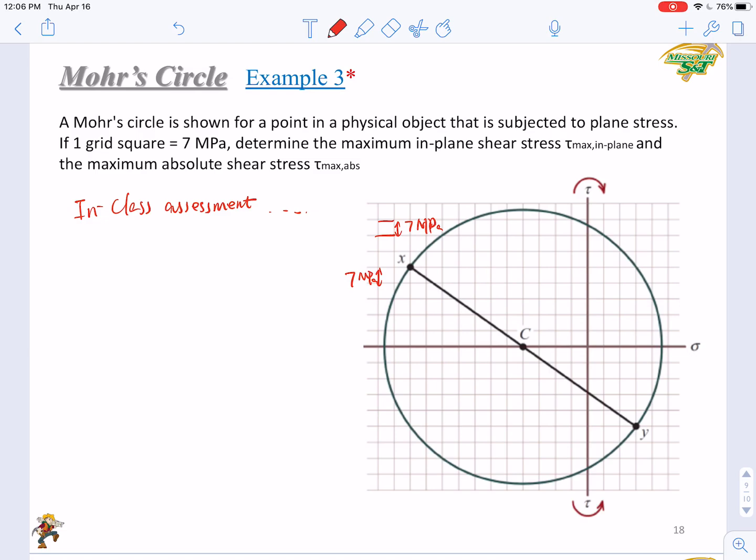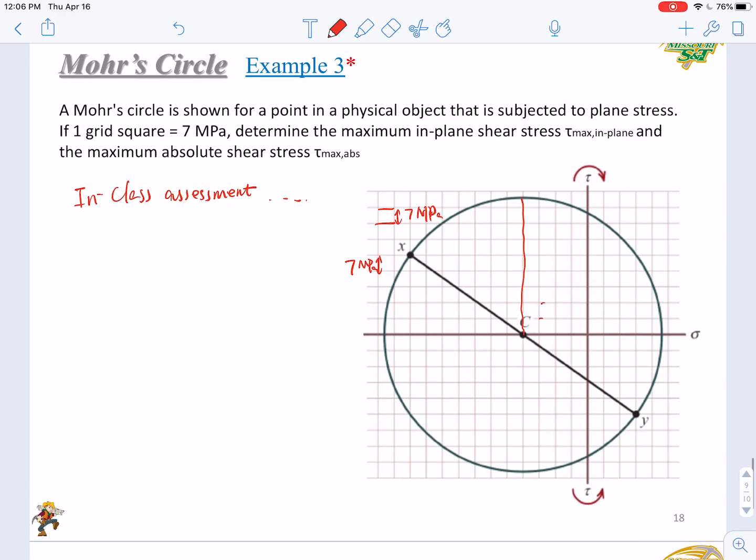To determine the maximum in-plane shear stress, what you need to do is just count the number of grids. Start from here to the top. You can count how many grids you have: 1, 2, 3, 4, 5, 6, 7, 8, 8.5, around that. So you get 8.5 grids times 7, and you get the tau max in plane. Then you need to think about how to determine the maximum absolute shear stress. This is your task.